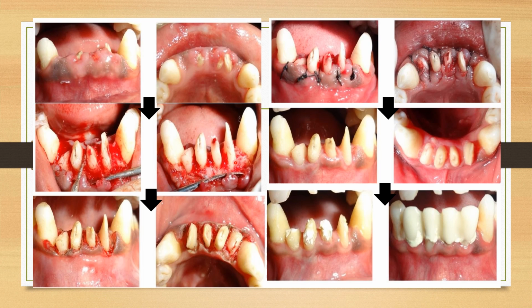So osseous surgery has been done, and then you can see this is after hemostasis. So this will be placed back at the level of bone. This will be sutured back. This is your occlusal view, and this is a postoperative view after 1 week. And after 2 weeks it got the temporary restoration and then the crown placement.